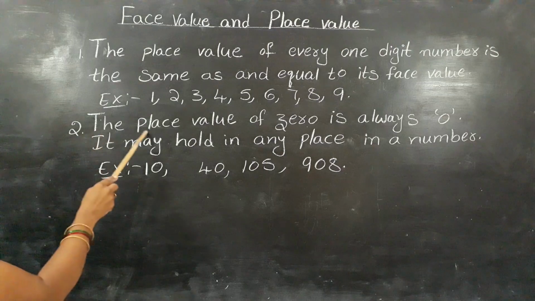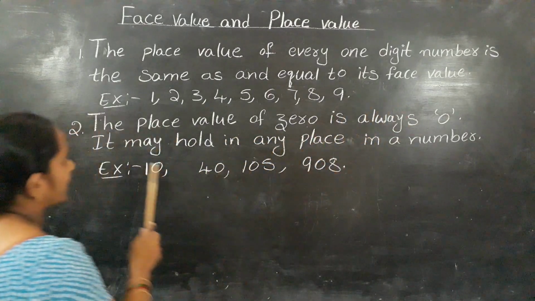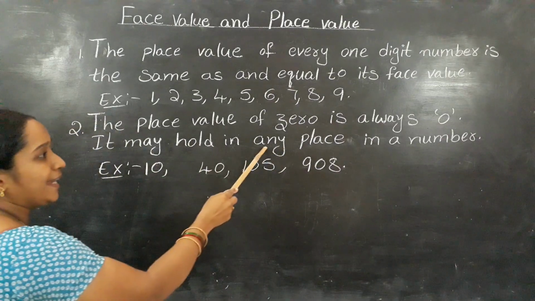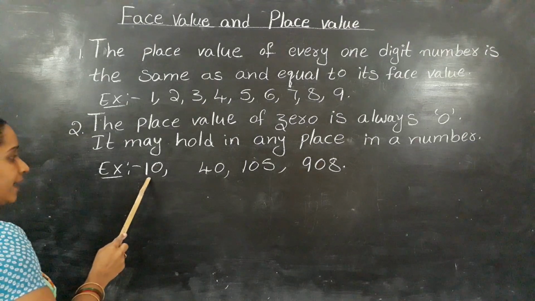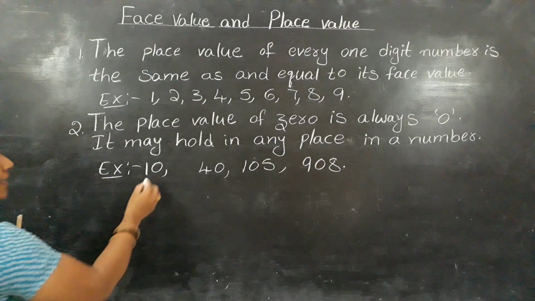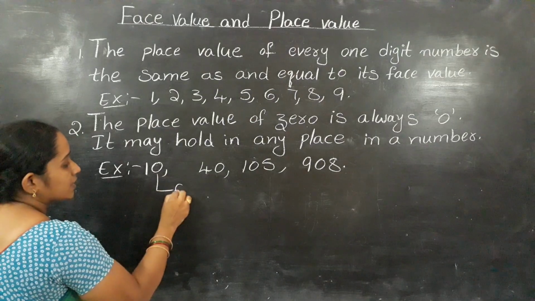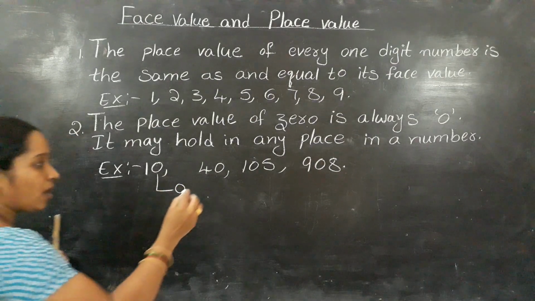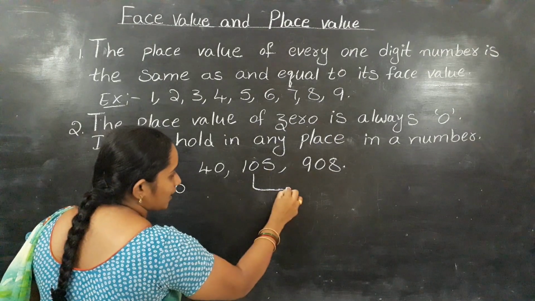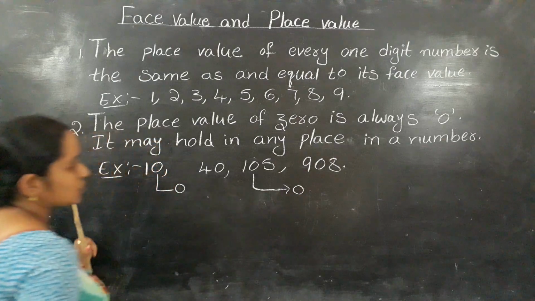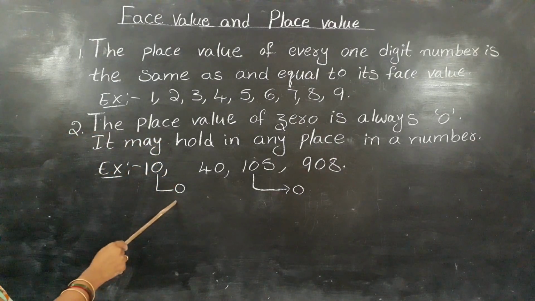Next one, the place value of 0 is always 0. It may be held in any place in a number. For example, in 10, it holds the ones place, so the value of this 0 is 0. Or if it holds the next place, this value is also 0. So the place value of 0 is always 0.